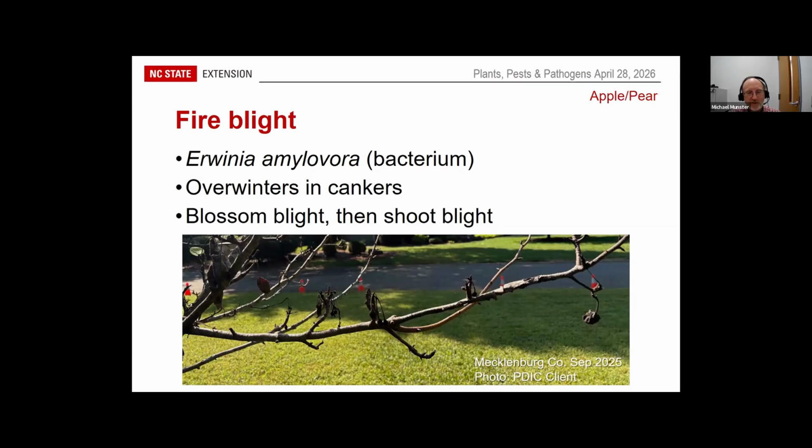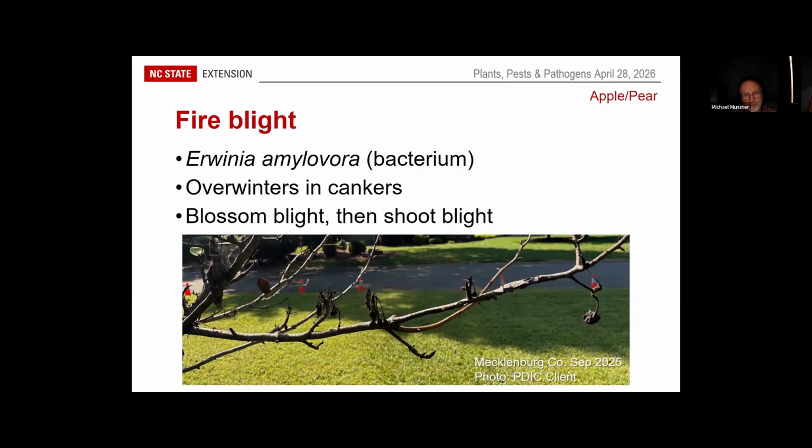Those blossom infections, as if they weren't bad enough in themselves, can be the source of the inoculum, those bacterial cells, for the infection of the shoots when the new vegetative growth starts to elongate. And again, injuries, including insect injury, can be the pathway or the entryway for that bacterial infection. And it can cause quite a bit of damage. Pears in particular are quite susceptible. Again, there's some variability in susceptibility among cultivars, but we do see it on both pear and apple.